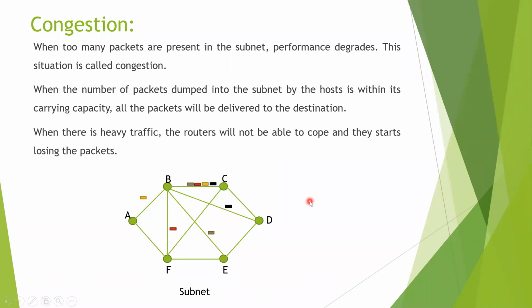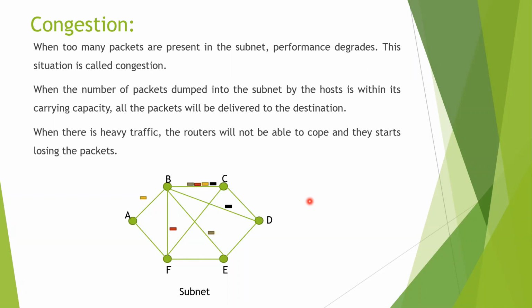Congestion means when too many packets or too many people stand and try to move, but they can't move. So there, congestion takes place. For example, in a bus, many people will be there, and you can't move. Why? Because of that congestion.